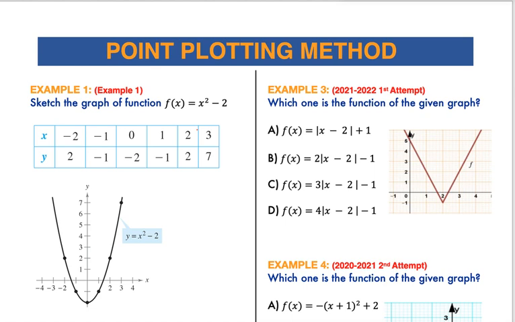We gave some x values from -2 to 2, found the corresponding y values by substituting the x values into the function. We got ordered pairs, and by plotting the ordered pairs on the coordinate plane one by one and connecting the points, we got our function. That was the way to sketch a graph.